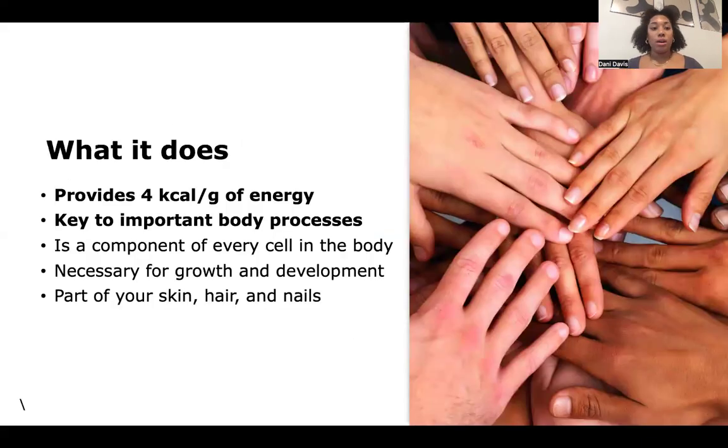What it does. Protein provides 4 kcals per gram of energy. It's key for important body processes, is a component of every cell in the body, necessary for growth and development, and a part of your skin, hair, and nails. So it is 4 kcals per gram of energy. It makes up every cell in the body, and it's necessary for growth, development, and it's part of your hair, skin, and nails.